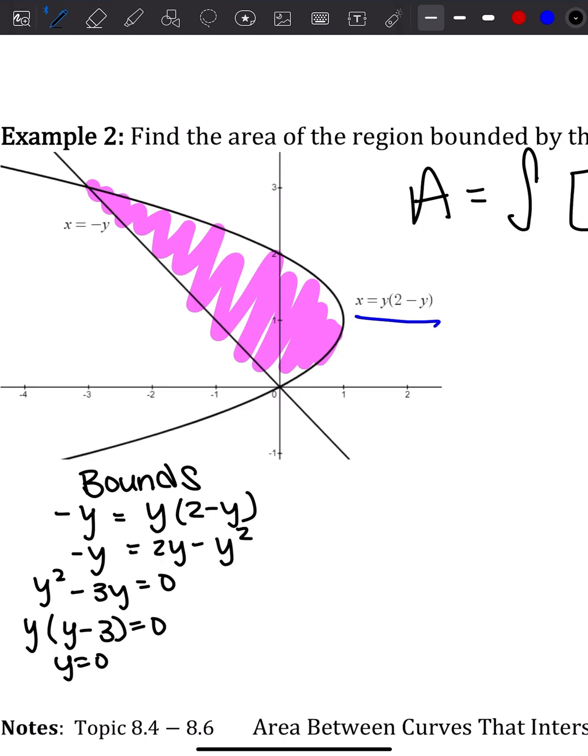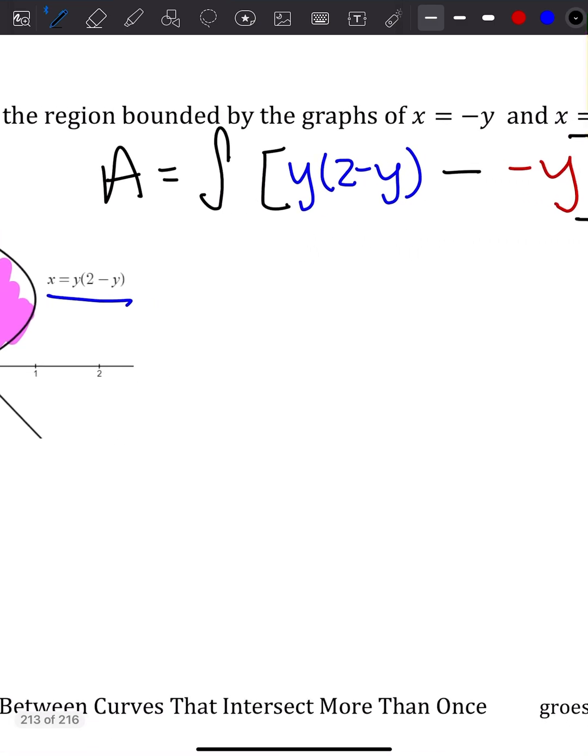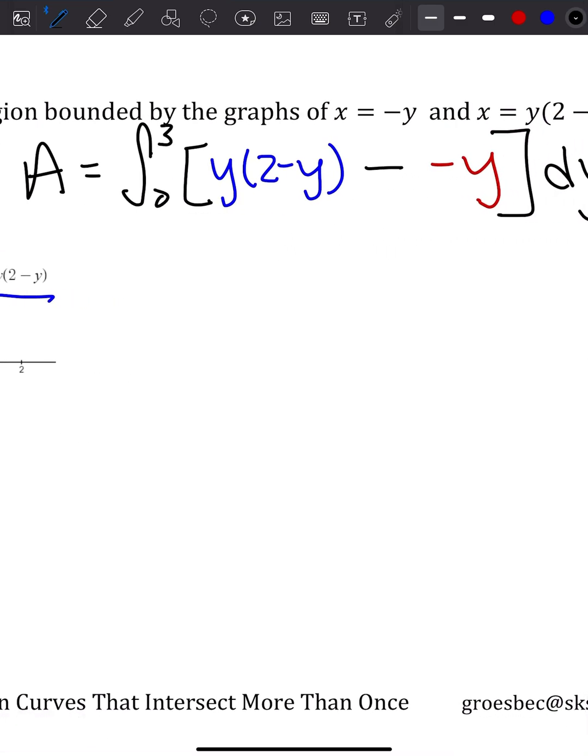So y is equal to 0. y minus 3 is equal to 0. And then we're going to move stuff over, so y is equal to 3. y is equal to 0. So we have our bounds now: 0 to 3.